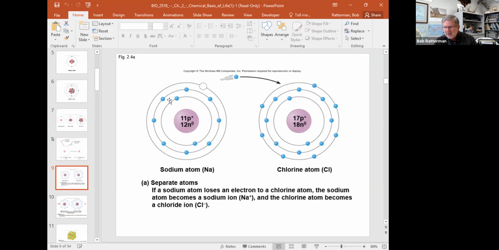The first energy level can hold a maximum of 2. The second and third can hold a maximum of 8. We won't go beyond the third, but there can be more energy levels depending upon how complex the atomic structure of the element is. We're going to just stick to 3. So look at the sodium atom here and look at the chlorine atom. Before they interacted with one another, what was the number of valence electrons in a sodium atom?